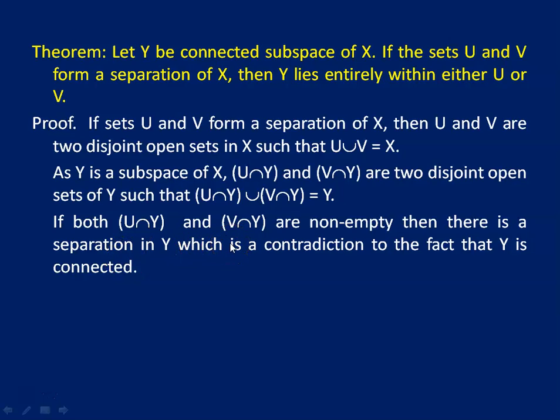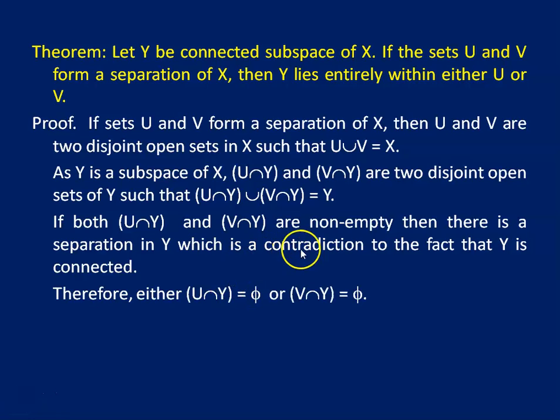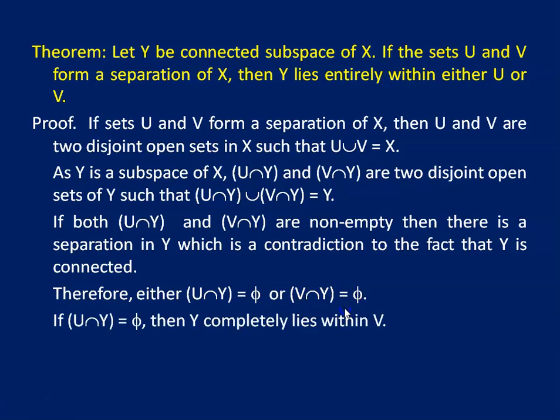Since Y is connected, one of U intersection Y or V intersection Y has to be empty, because otherwise they would form a separation for Y. If U intersection Y is empty, then Y completely lies in V. Here U intersection Y is empty, that means Y is not intersecting U. Therefore, Y lies completely inside V.